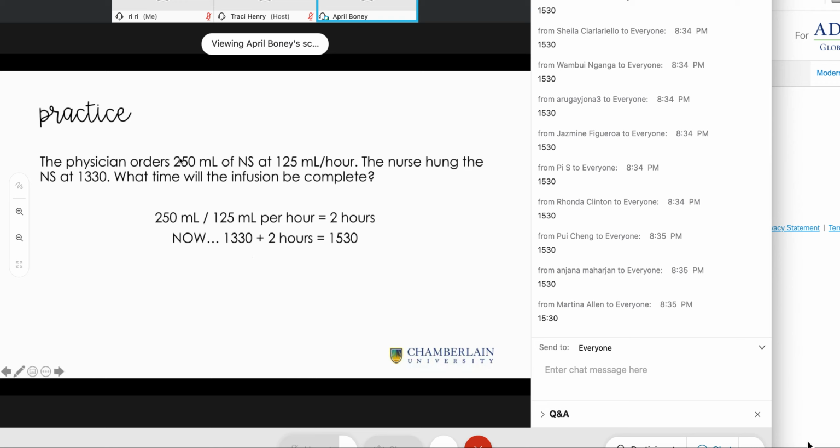But it said the nurse hung the normal saline at 1330. What time will the infusion be complete? Not how many hours, what time. And so if we started it at 1330 and we add 2 hours, we're at 1530. So pay really close attention to what it's asking you.